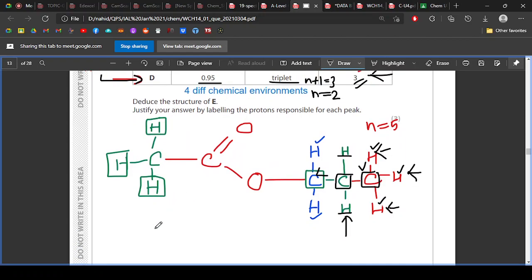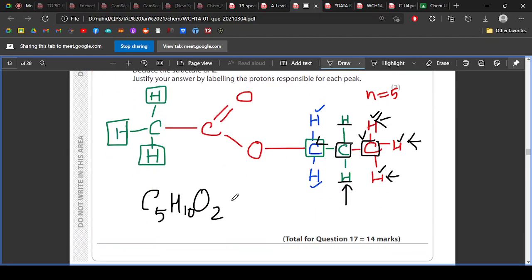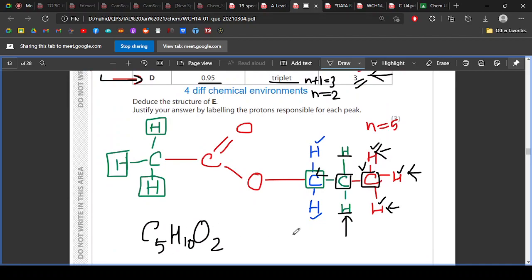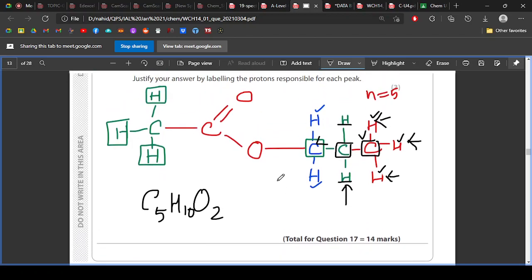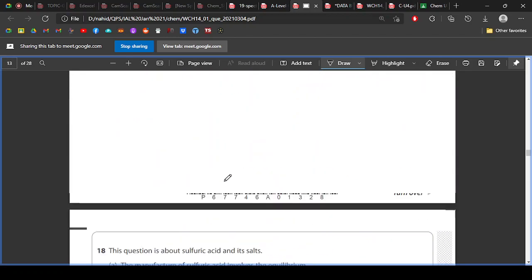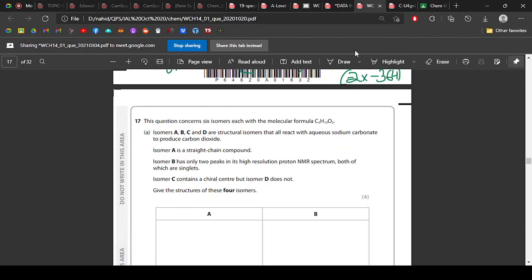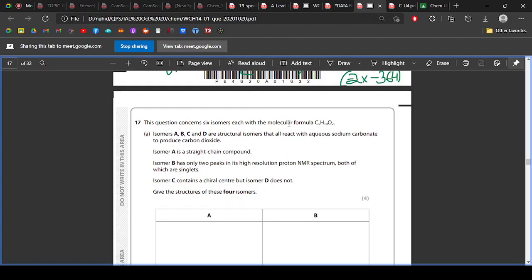Also, if you count out the structure, you will see that the molecular formula of this is C5H10O2, because that's what we figured before, right? If you count, you will see that it matches this molecular formula. Okay, is that fine? So I think that's it for this question. We won't discuss any further because I'm specifically wanting to discuss the NMR questions. So that's it for this paper, and then we'll move on to the next question.